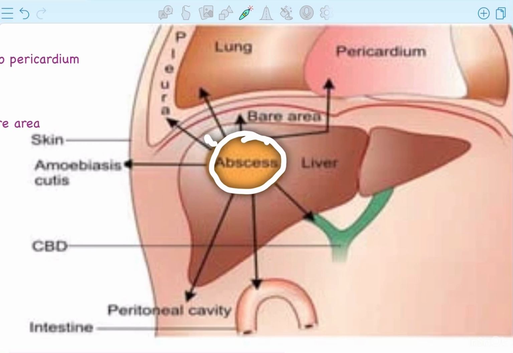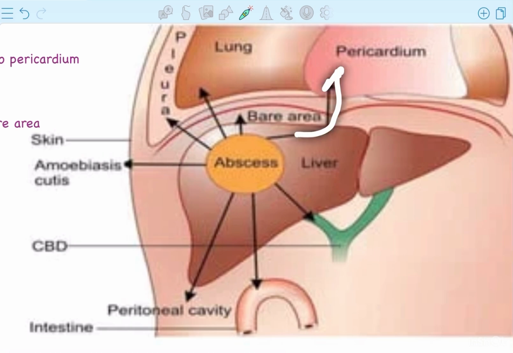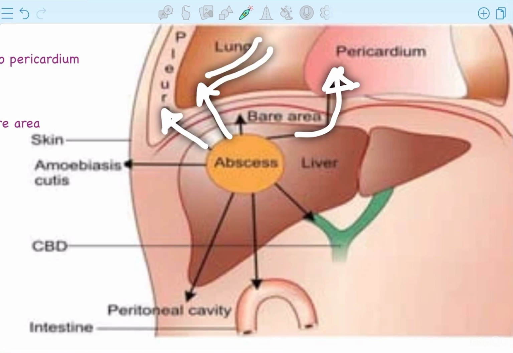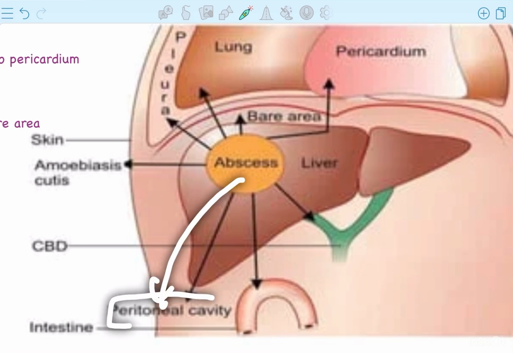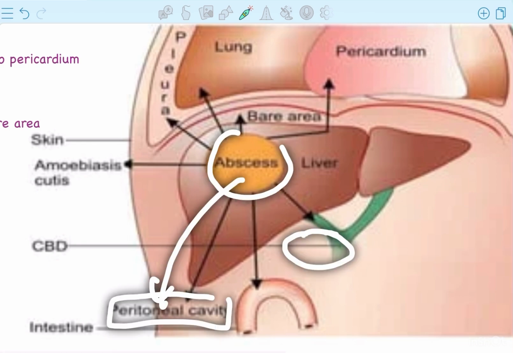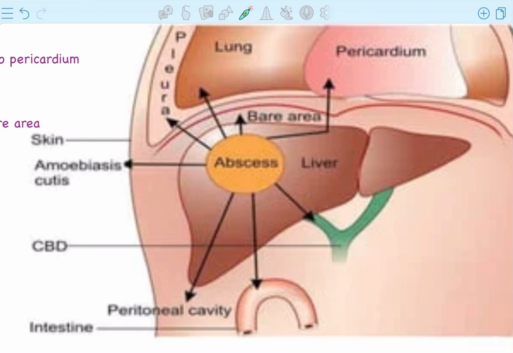So we have to be strong about the anatomy of this area. As we know, the most common site is the posterior superior region, and the region surrounding it is: above you have the bare area, behind you have the subhepatic region, and then you have the pericardium over here, you have the lungs, the pleura, the bronchi inside the lungs, the intestine directly below it, and definitely the peritoneal cavity. You also have the common bile duct. So the abscess can rupture into any of these regions.